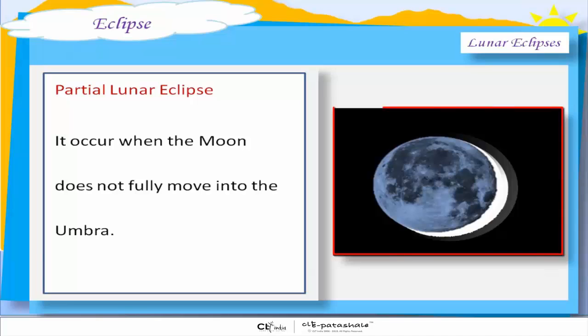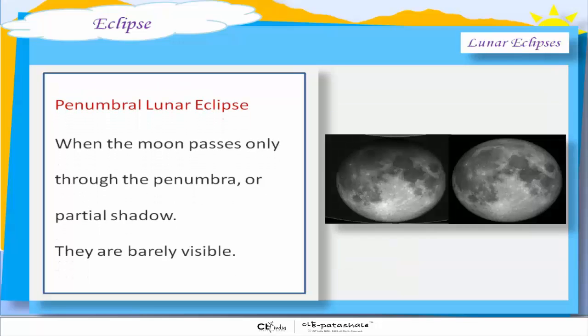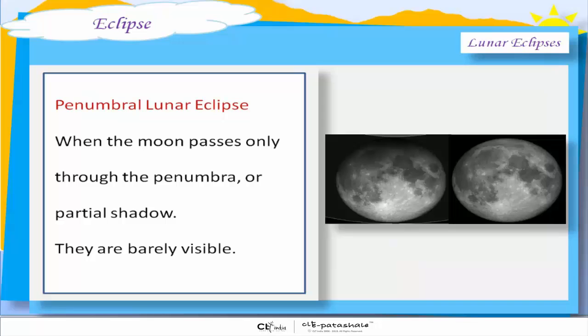Partial lunar eclipse. It occurs when the moon does not fully move into the umbra region. Penumbral lunar eclipse. When the moon passes only through the penumbra or partial shadow. They are barely visible.